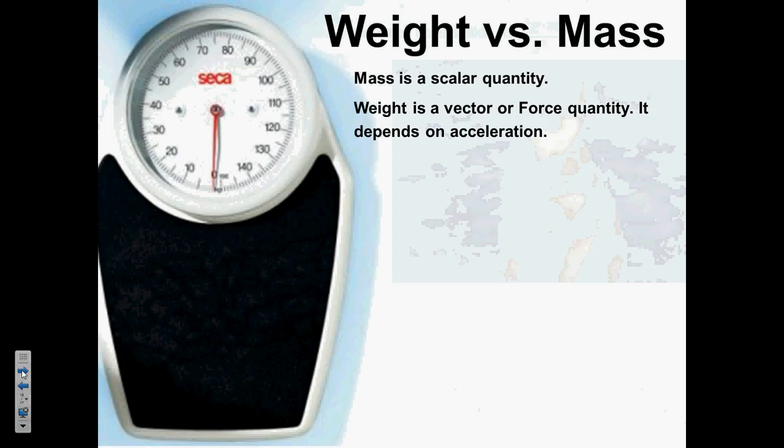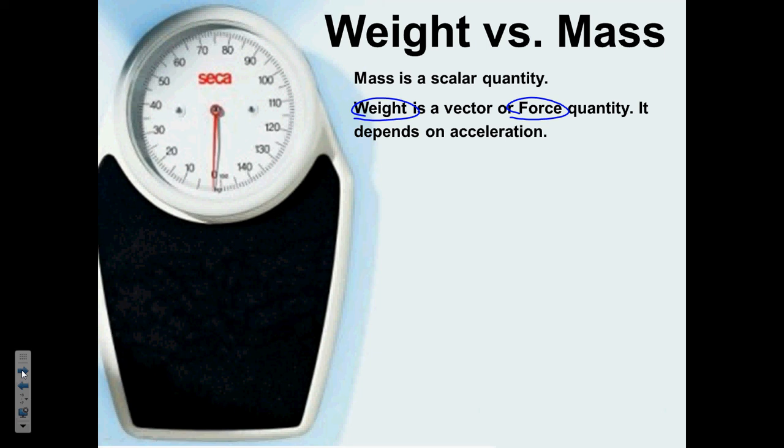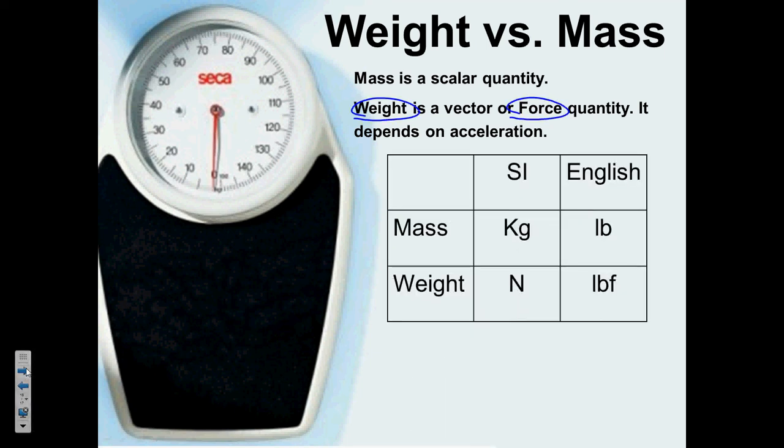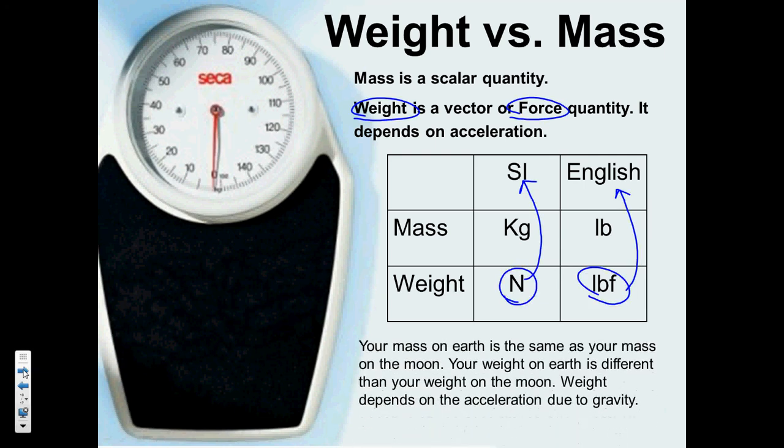Mass and weight are two different things. One of them is a force, one of them is not. Mass is a scalar, weight is a force. So weight is measured in newtons in the SI base unit. Sometimes we refer to pound force in the English world, but we're going to be dealing primarily with newtons.